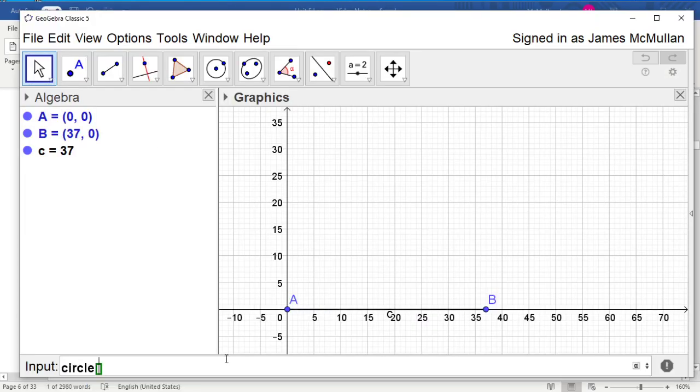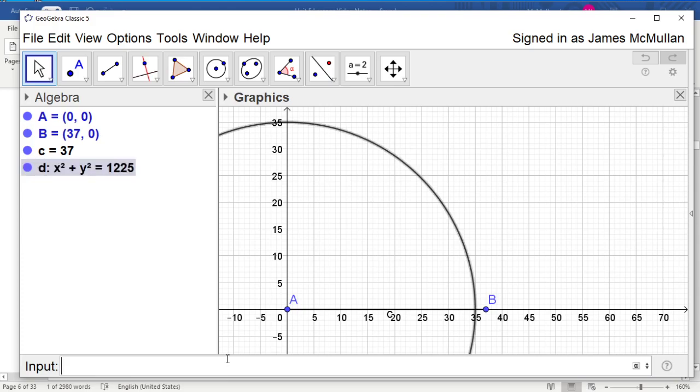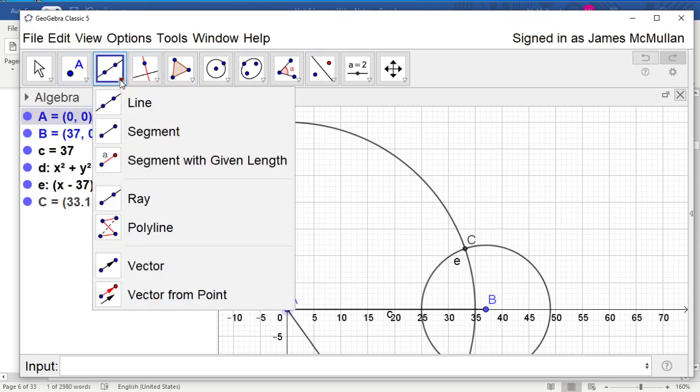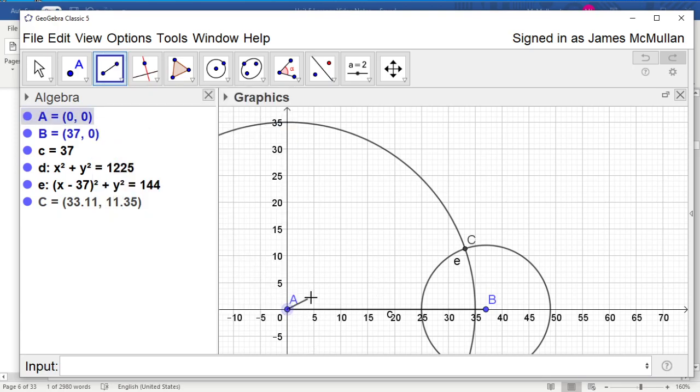I make a circle at point A with a radius of 35. Then I make a circle at point B with a radius of 12. Guess where my triangle goes? My triangle goes exactly where C is because it's 35 units away from A, right? Which is what I want. It's 35 units away from A.